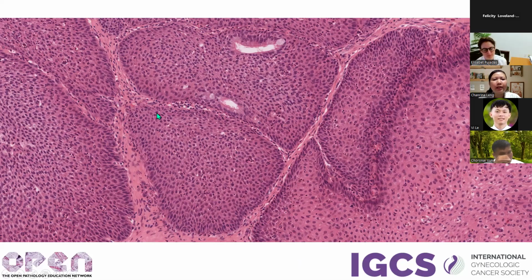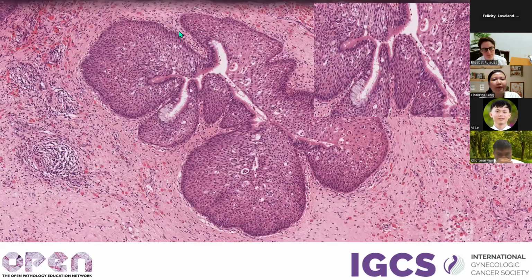Here is another nest of the tumor. They also have a well circumscribed border, and the epithelium is squamous immature epithelium with many microabscesses and neutrophils, and the surface of some areas is composed of respiratory type epithelium.